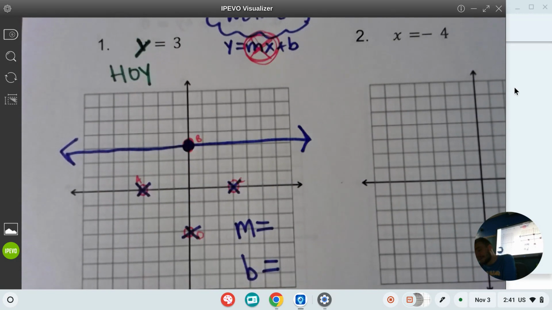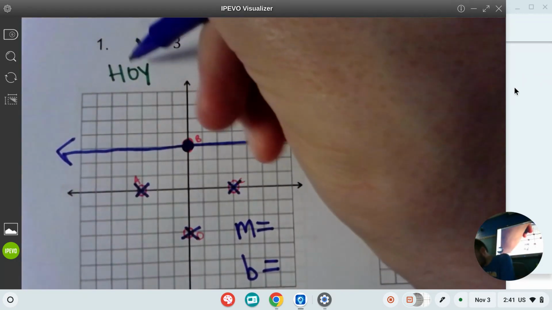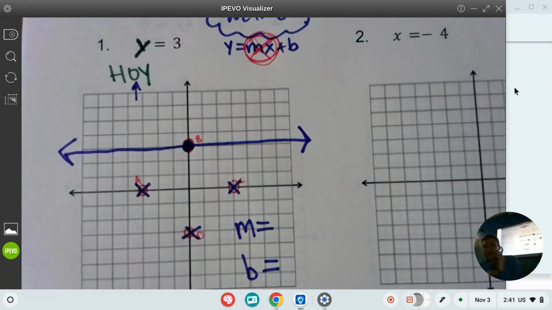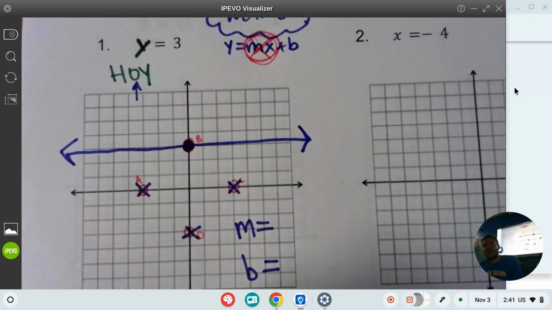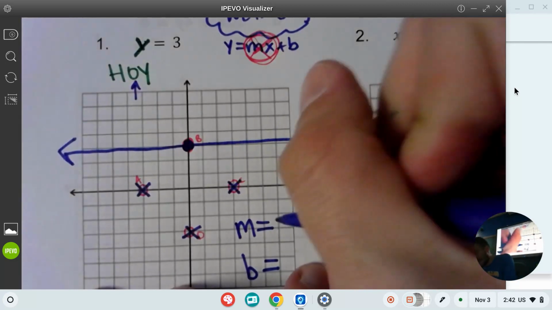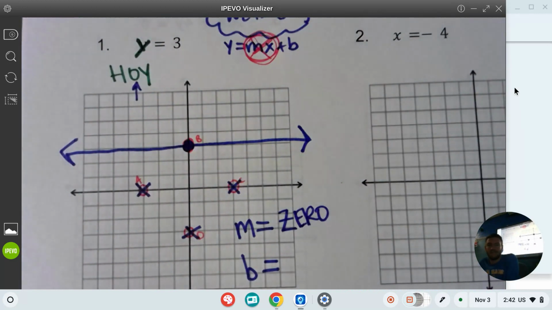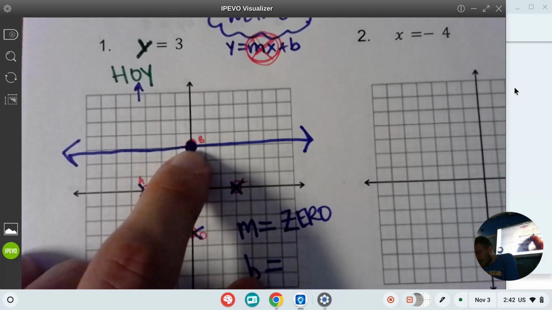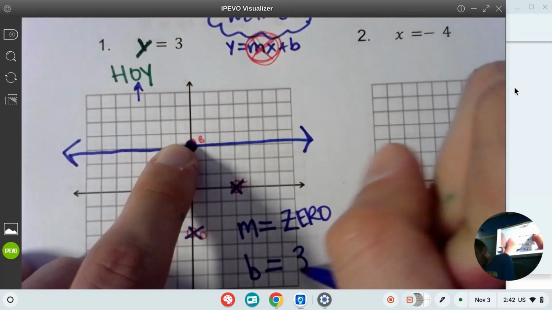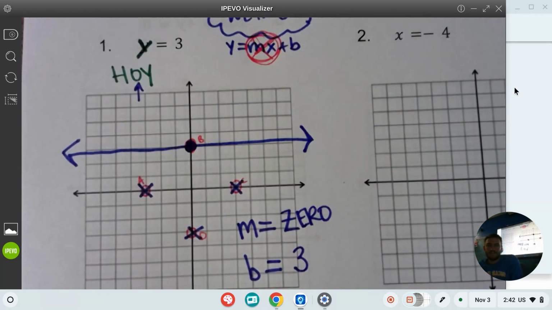The M is 0. Remember, that middle letter of Hoivux reminds us for horizontal graphs, we have that O, which is secretly a 0. I'm going to write out 0, but you can just put the number 0, no big deal. Now what about the B? 3. What number does my graph touch the y-axis? You're exactly right. It's a 3. Okay, horizontal graphs are typically a bit easier than vertical graphs.